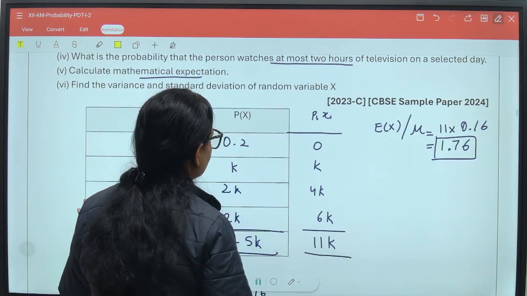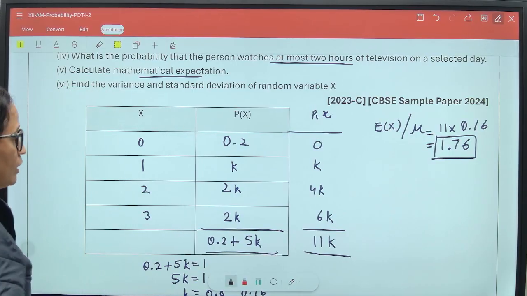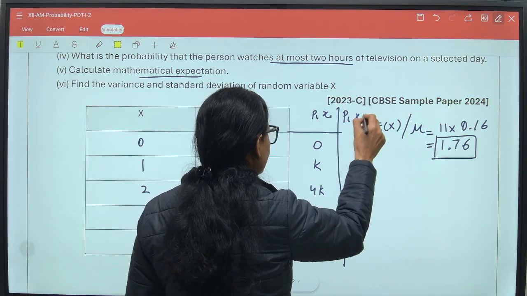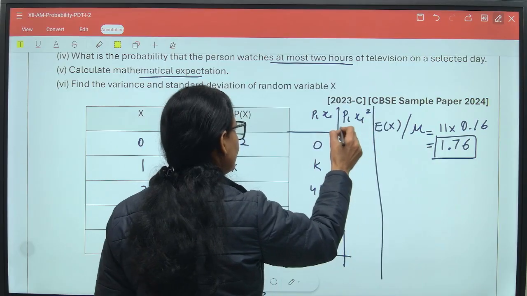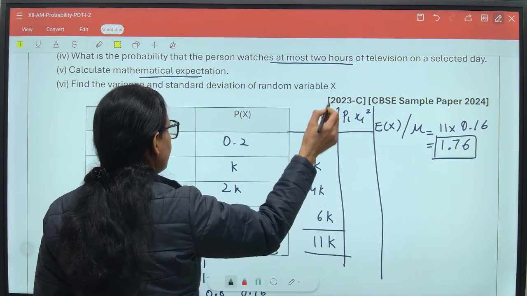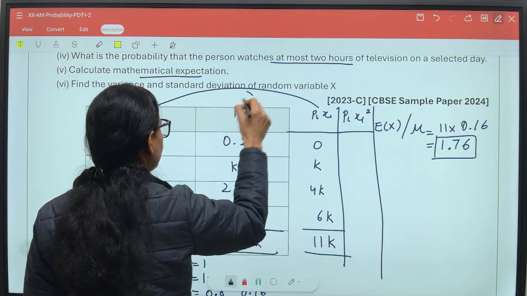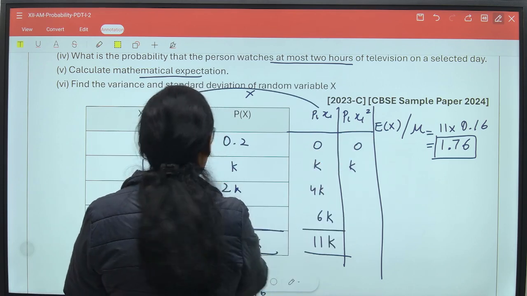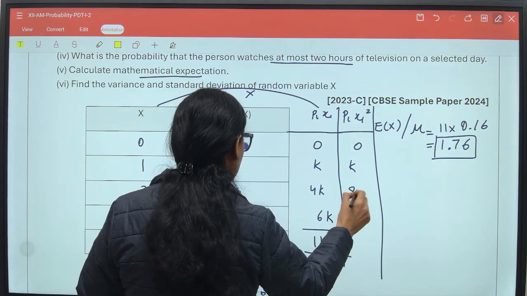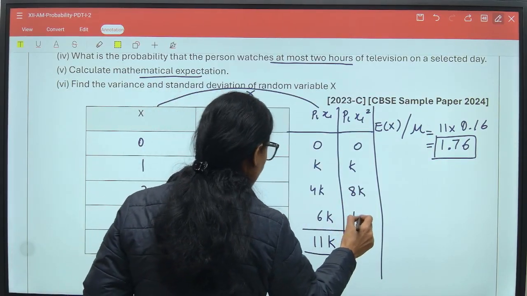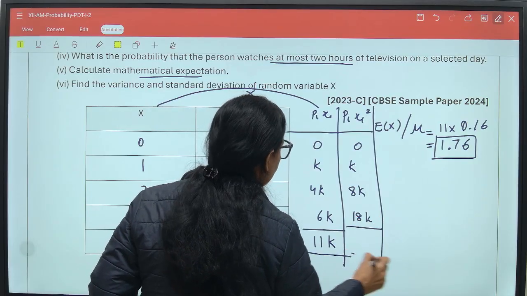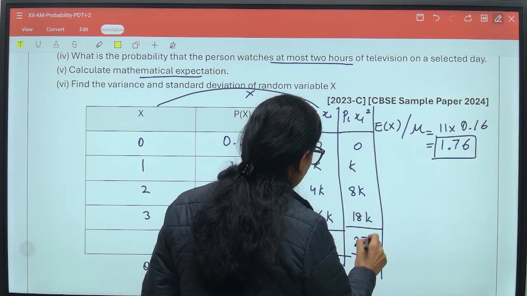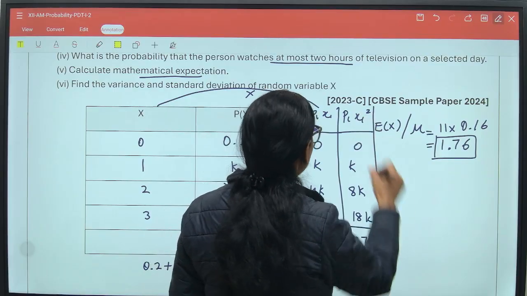and now we need to find the variance and standard deviation of the random variable x. So for variance and standard deviation, we need to add another column here, that is pi xi square. So to find the value of this, we can multiply pi xi by xi again. So if you multiply these two columns, you get pi xi square. So it is 0 here, 1 into k is k, 2 into 4k is 8k, and 6 3s is 18k. So what is the sum of this column? Let's find out first. 27k.